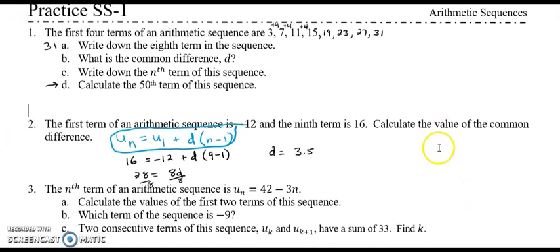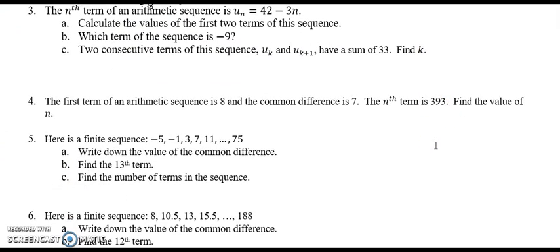Okay? All right, let's scroll down here, and let's take a look at this next one, number 3. We're going to do 2 more together here. The nth term of an arithmetic sequence is u sub n equals 42 minus 3n. What are the values of the first 2 terms of this sequence? So, for the first term, for u sub 1, I'm just going to plug 1 into this. 42 minus 3 times 1, which would be 39. And then the next one, the second term, u sub 2, 42 minus 3 times 2, which would be 36. So, there's my first 2 terms.